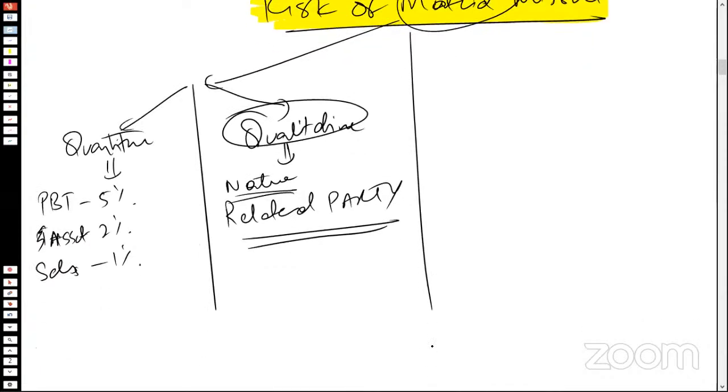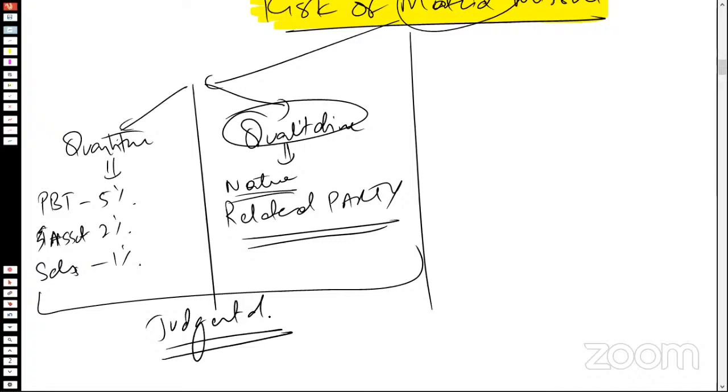Now, even if we talk about the quantitative and qualitative aspects, always remember that materiality is always going to be a judgmental thing. You can't say that this is material or this is immaterial. It's always going to be judgmental, dependent upon the auditor's understanding, dependent upon the auditor's interpretation. That is what materiality is going to be.